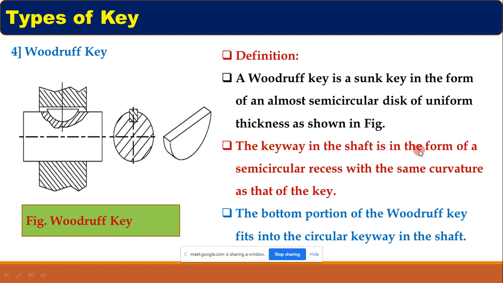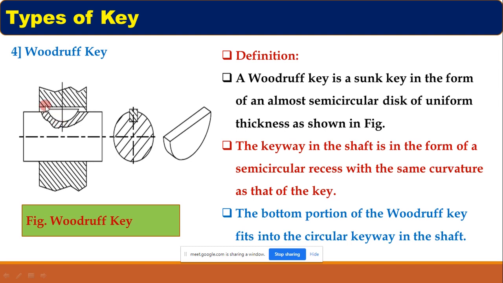The keyway in the shaft is in the form of a semicircular recess. So this is the shaft, and the keyway produced in this shaft has a semicircular recess, so that this semicircular key can fit into this recess on the shaft. If you compare this keyway with all the previous types of keys, the keyway in the shaft was having either a rectangular cross section or a square cross section. But here the key is having a semicircular recess, in which the semicircular key will fit.